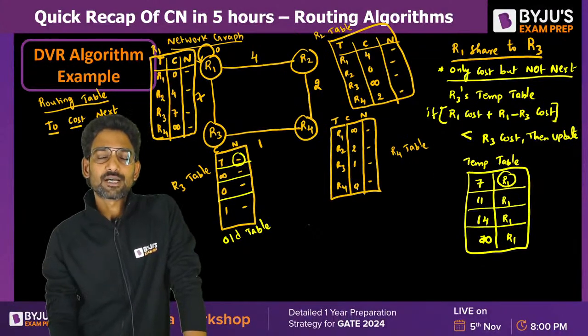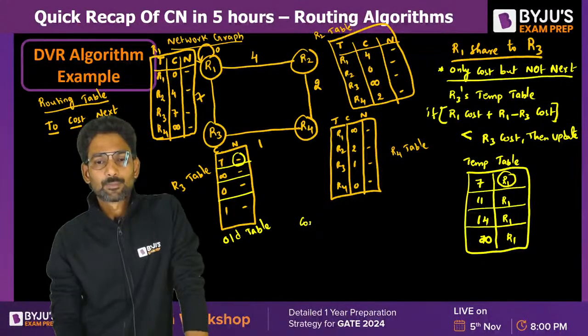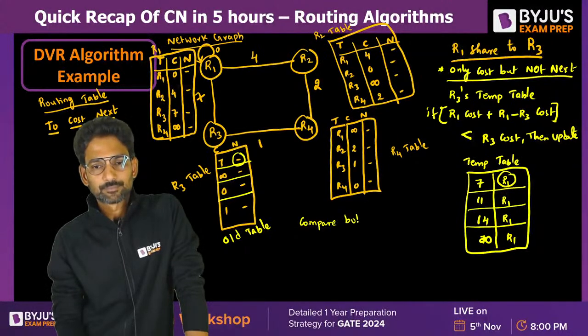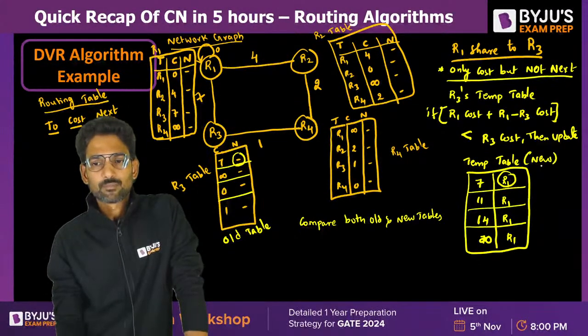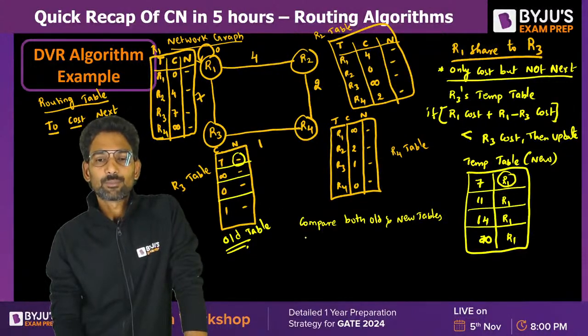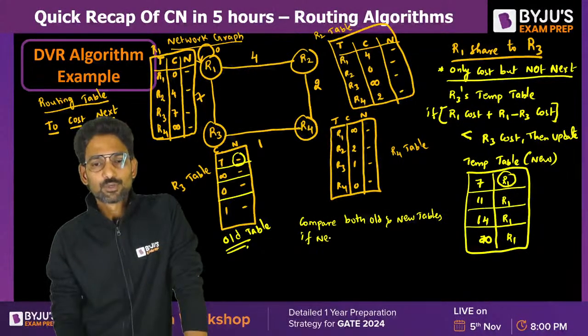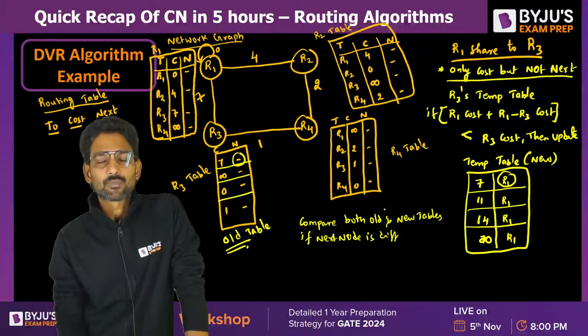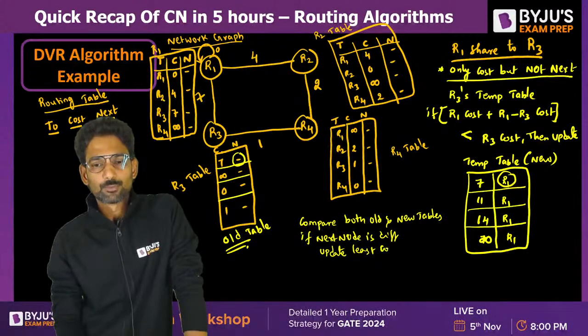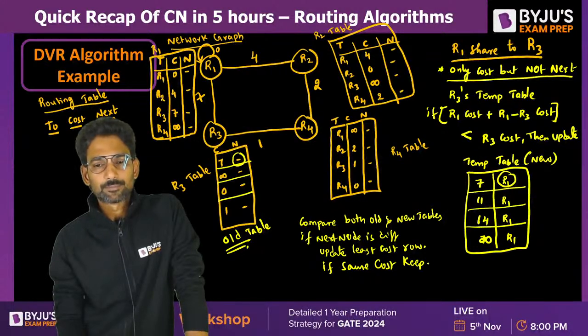When the next nodes are different, compare both tables, old and new tables. New means constructed. This is the new table. This is the old table. What to compare? Next node. If the next node is different, then update the least cost row. If same cost, keep the old one.